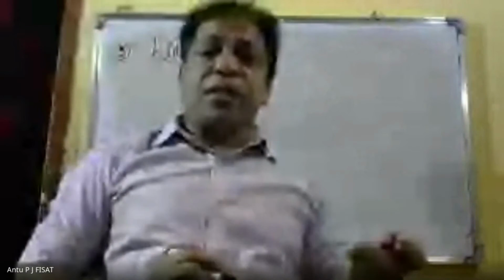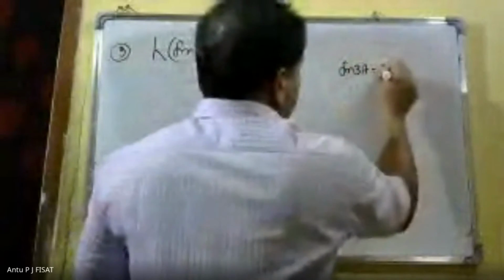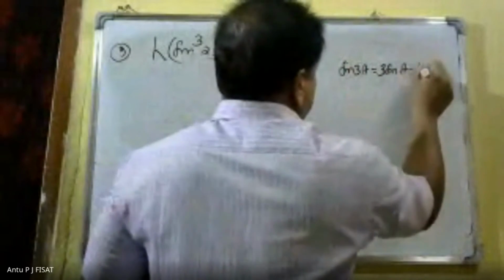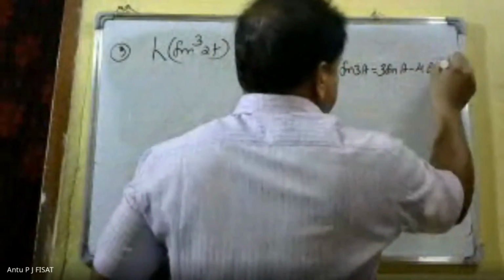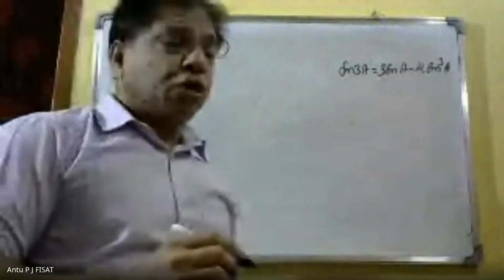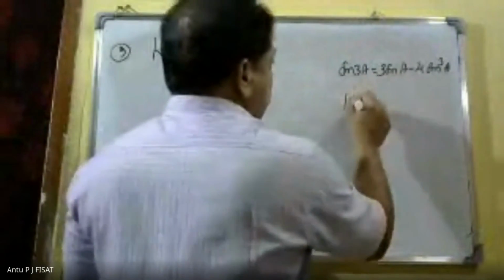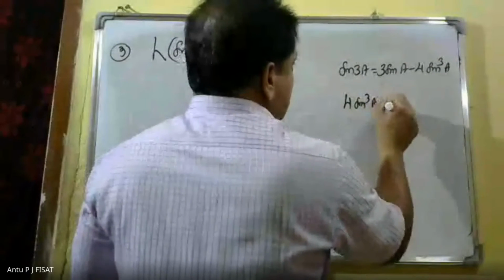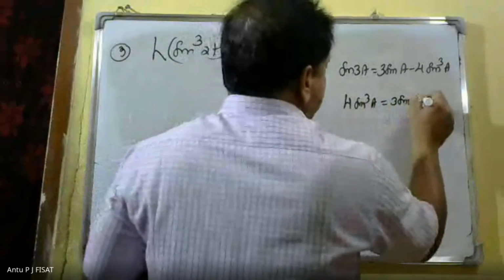Then Laplace transform of sin cubed 2t. Next, we have to find out the Laplace transform of sin cubed 2t. In this case, we apply the formula sin 3a is equal to 3 sin a minus 4 sin cubed a. This is an identity in trigonometry. From this, 4 sin cubed a is equal to 3 sin a minus sin 3a.